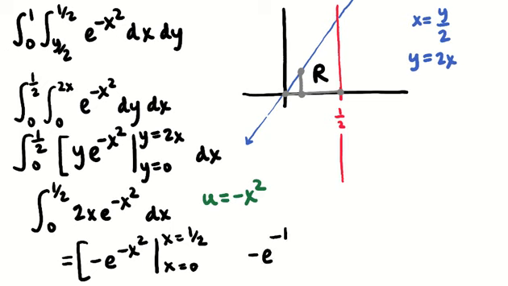negative e to the negative 1/2 minus negative e to the 0. So this is 1 minus 1 over the square root of e. Yeah, definitely, it would be the fourth root of e then, right? Good point there. Yep, did not square that. So 1 minus 1 over the fourth root of e.